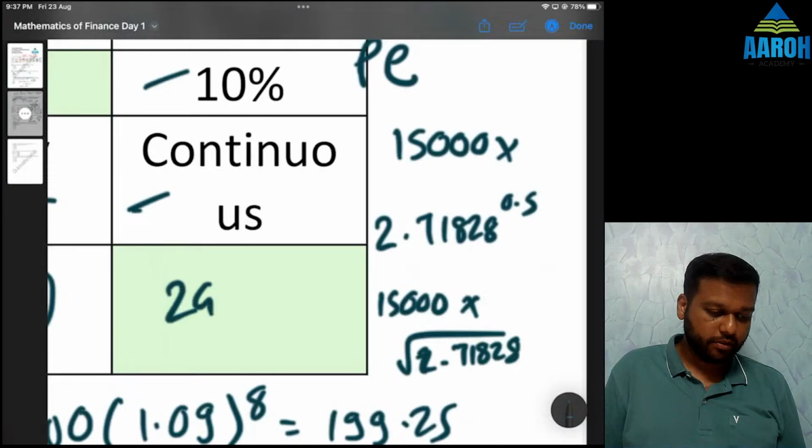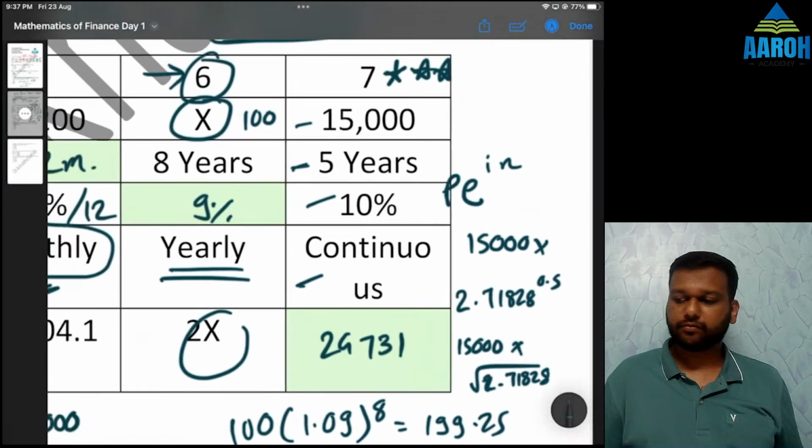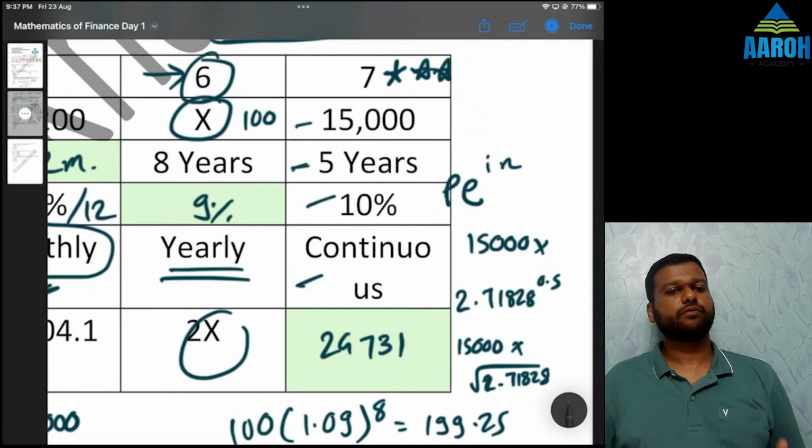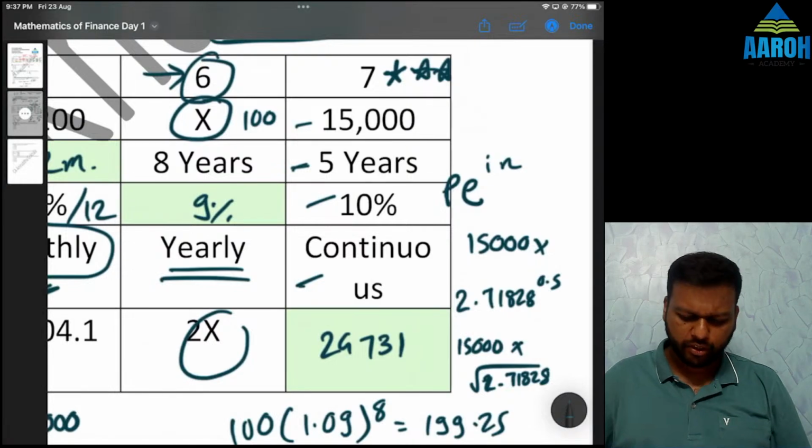Check. Should get 24,751. Check if you are getting it. Got it everyone? 24,731. If yes, let's solve a couple of more questions.